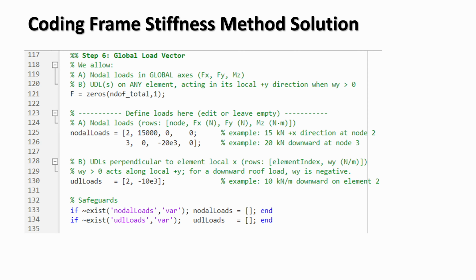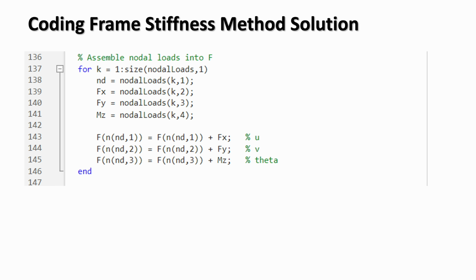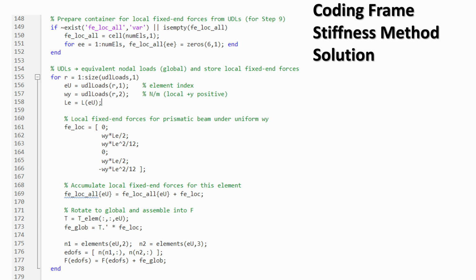The program includes safeguards so that if no loads are defined, the vectors remain empty. This short loop assembles the nodal loads into the correct entries of the global load vector F. For each load listed in the nodal load table, the code identifies the node and adds the corresponding horizontal, vertical, and moment components to the appropriate degrees of freedom, u, v, and theta. The result is a complete global load vector where all external forces and moments are positioned consistently with the structure's degree of freedom numbering.